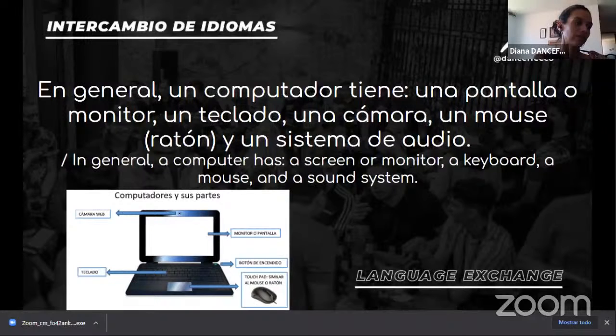Okay, mouse and a sound system. Okay, sistema de audio. I'm going to read it again, and if you please read it so that I can listen to your pronunciation and help you with that. Okay, so I'm going to repeat it. En general, un computador tiene una pantalla o monitor, un teclado, una cámara, un mouse o ratón y un sistema de audio.